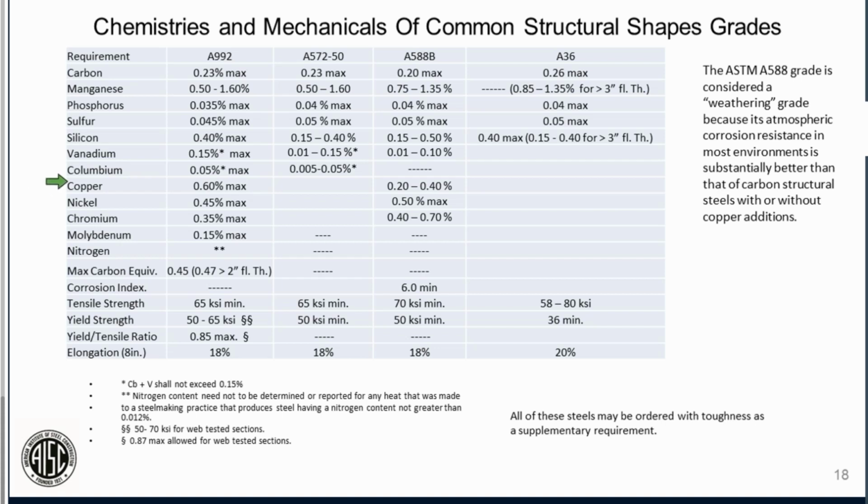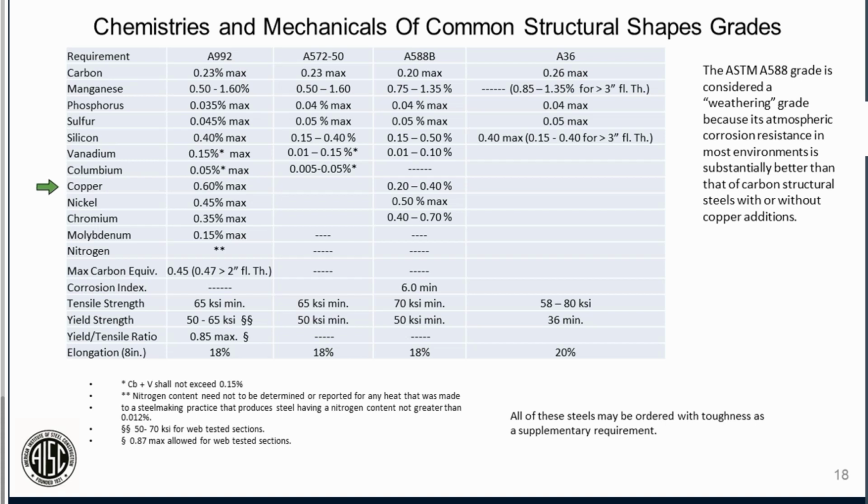You look at copper. Copper, again, is a residual. We try to keep that down. A992 has a .60 max, 588. Now, this is where it's a little bit different. 588 is weathering grades. Copper must be within a range to maintain the corrosion effect, the corrosion protection that we're trying to put into the steel.